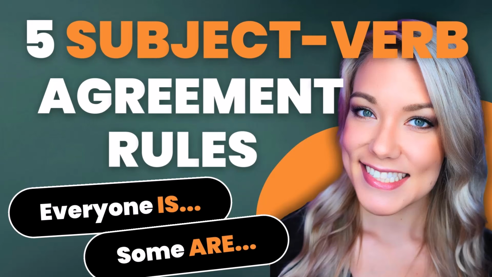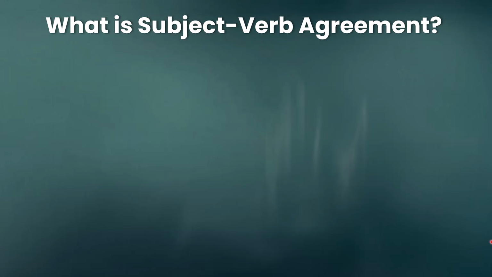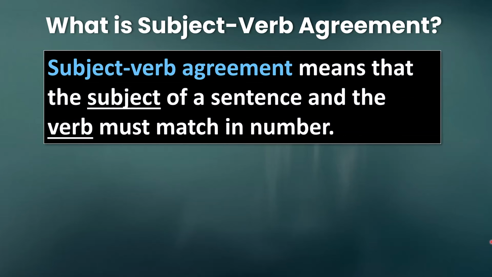My name is Jennifer. Today I'm going to teach you 5 basic subject-verb agreement rules. So first of all, what is subject-verb agreement? Well, this is when the subject of a sentence and the verb of a sentence match in number. And they must match in number in order for a sentence to be grammatically correct.